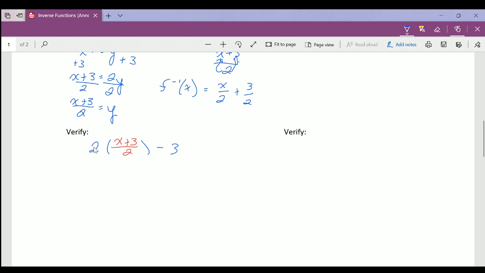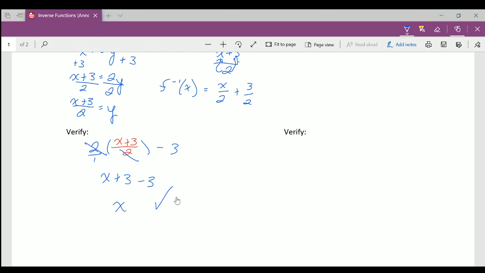Now, since you're multiplying this, if you want to think of this as 2 over 1, you can. Point being that the 2 on the bottom and the 2 on the top cancel out. You've got x plus 3 minus 3. And 3 minus 3 is 0. So you're just left with x. So it definitely checks out. We verified it.